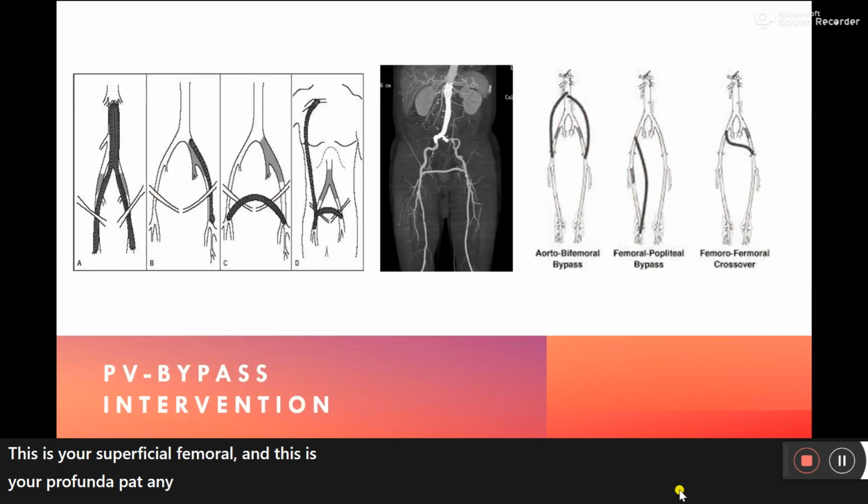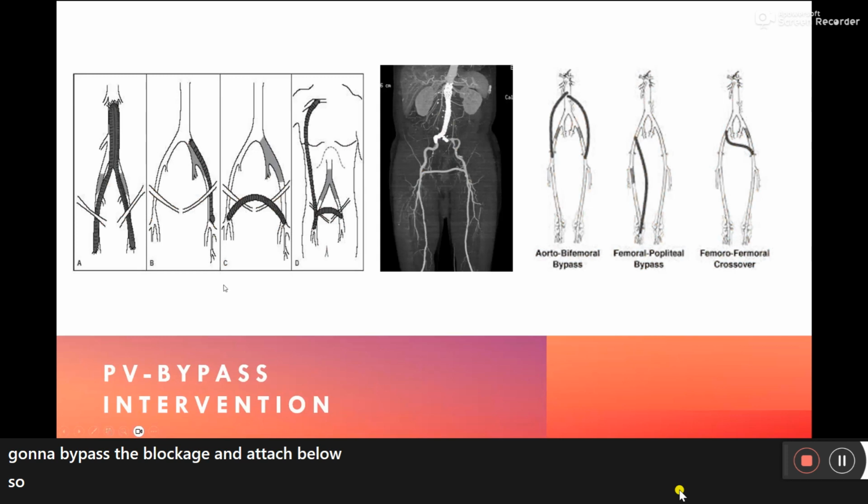Alright, so let's talk about bypass. Just like in the heart, if the disease is too aggressive or if it's in a place that we can't fix with balloons or stents, we bypass them. They do bypassing on the periphery as well. I have a couple of different options depending on where the blockage is. Remember, you're always going to bypass from above the blockage, and you're going to bypass the blockage and attach below.